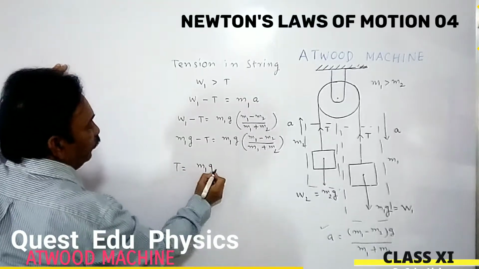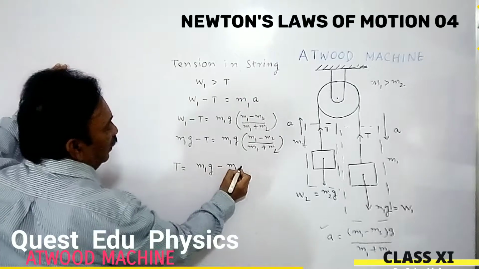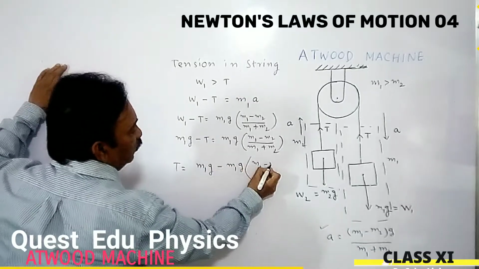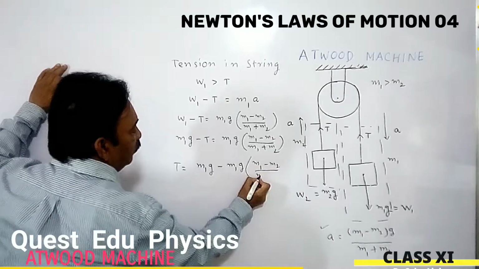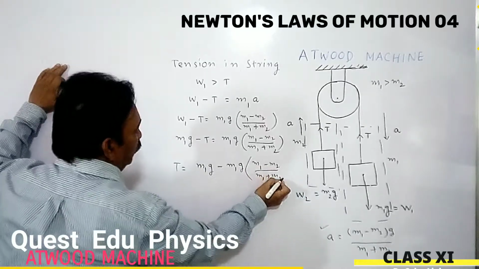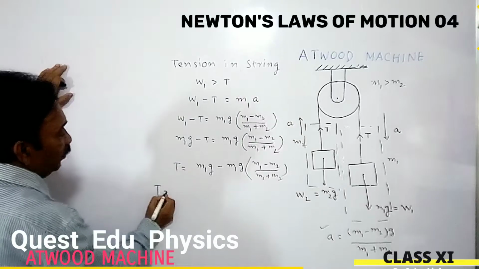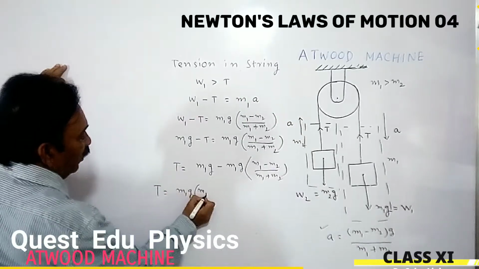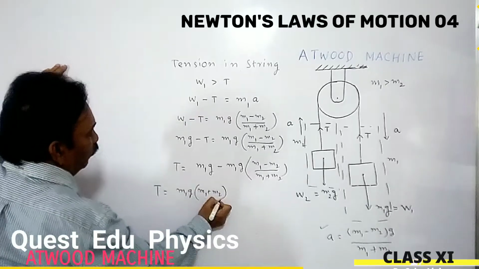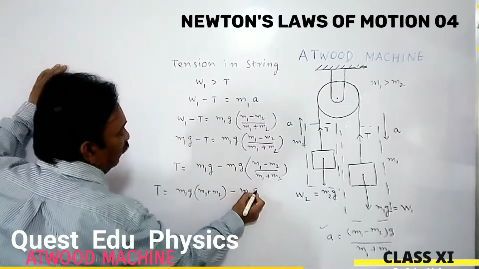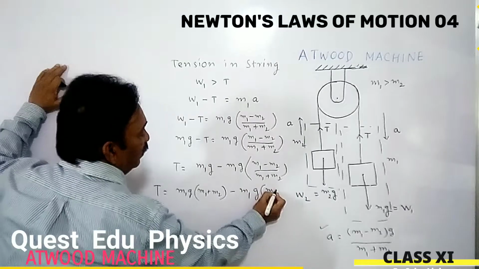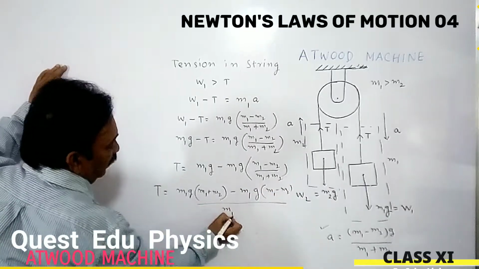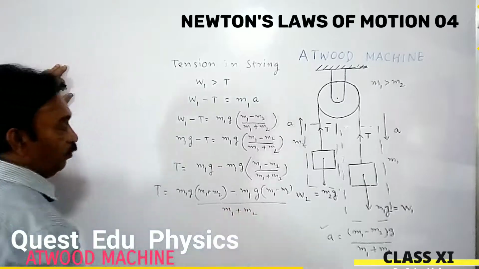And tension can be had as M1G minus M1G of M1 minus M2 by M1 plus M2. Our tension can be rewritten as M1G of M1 plus M2 minus M1G of M1 minus M2, whole divided by M1 plus M2. Okay, students?